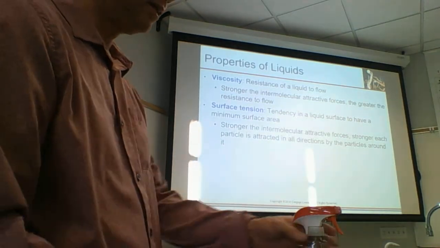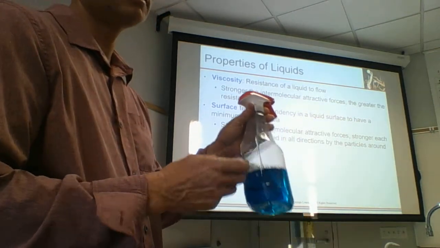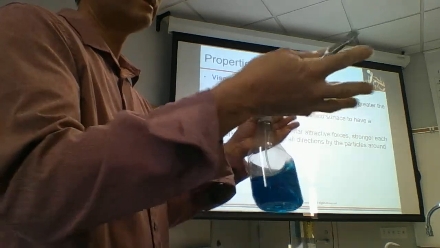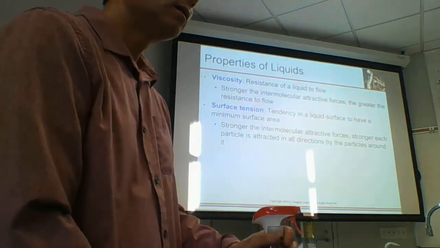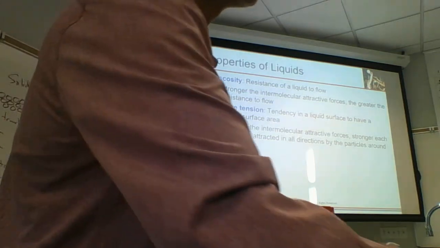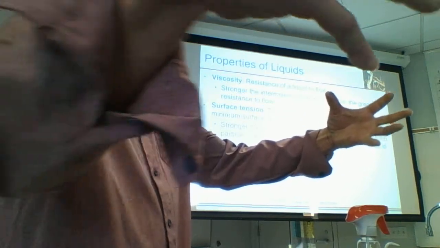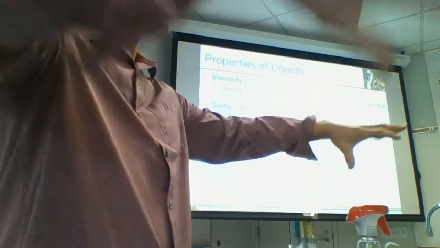Actually, you know what this stuff is called? This stuff is called a surfactant. You know what surfactants do? Surfactants weaken the surface tension of water. And you want surfactants to weaken the surface tension of water for cleaning, because you don't want water to pool up. You want water to spread out.